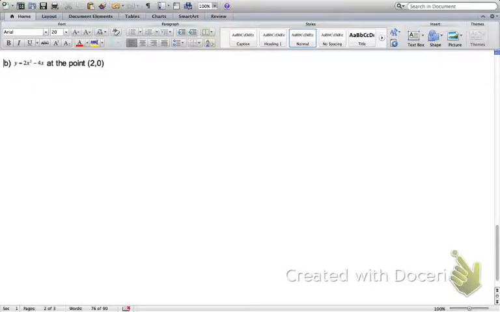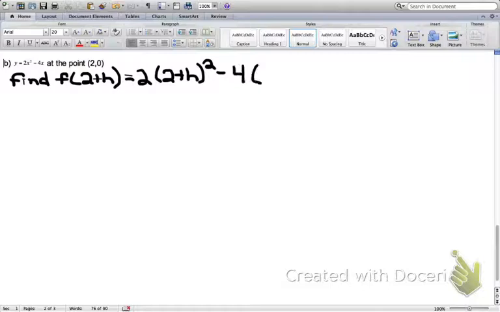For part B, we want to continue looking at determining the slope of the tangent. So again, anytime we're finding the slope of a tangent, we're going to add that small number, h, to our point. So our given point here is 2, 0. We need to find f at 2 plus h, because that is the value we're adding to our x value of 2. So when we sub that into our equation, we have 2 times 2 plus h squared minus 4 times 2 plus h.